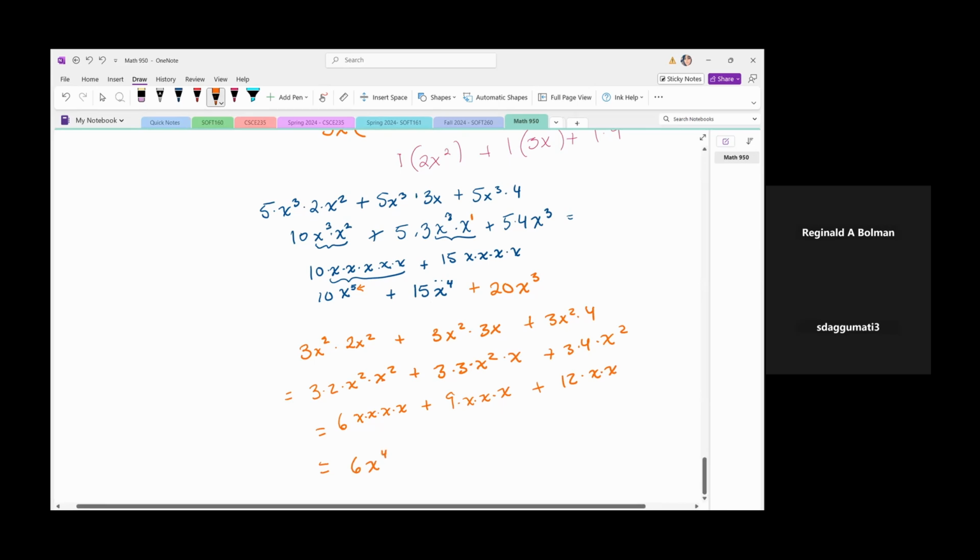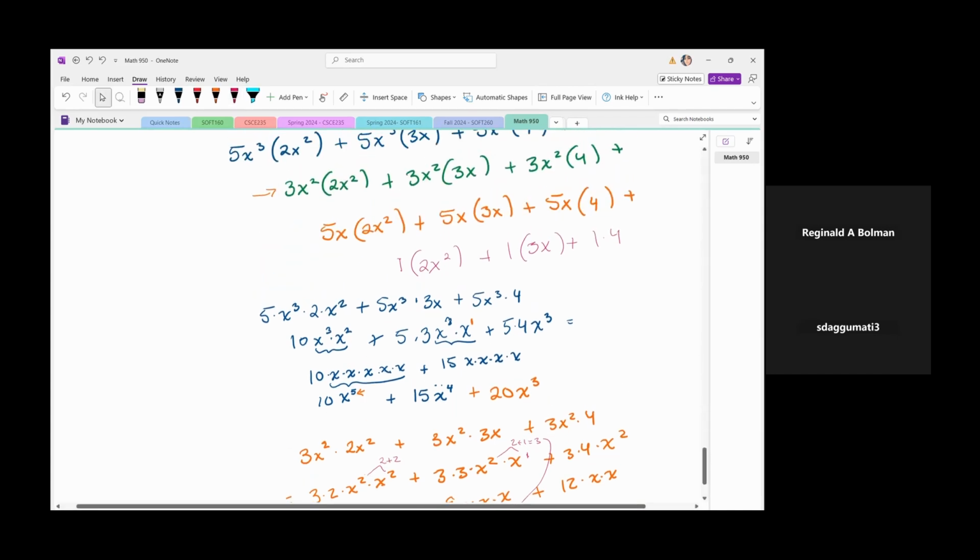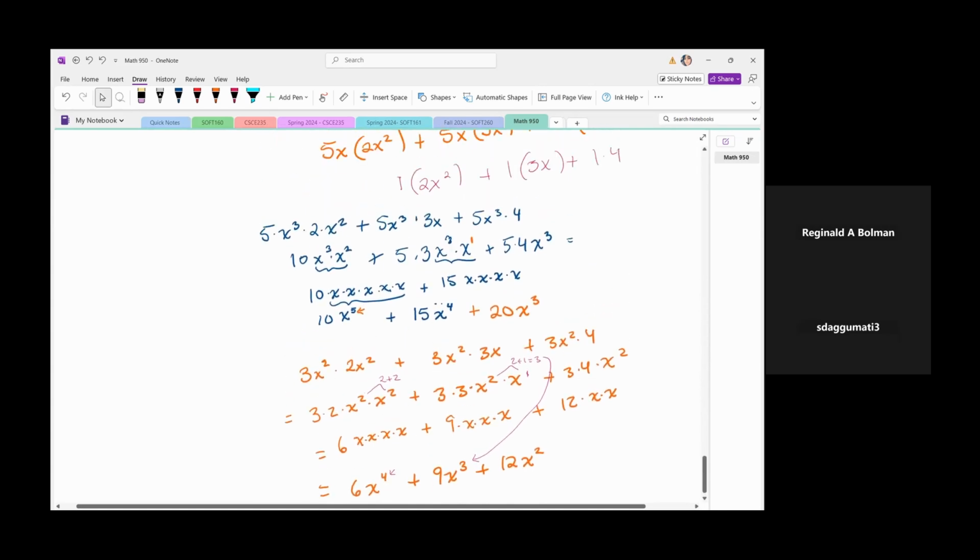I've got 4 x's all multiplied together, so I've got an x to the fourth, 9 followed by 3 x's, so an x to the third, and 12 followed by x times x or x squared. Of course, if you look carefully here, it's almost like the exponents are adding, 2 plus 2 to give you that 4. And here, if instead of writing x just by itself, you wrote x to the first power, you would see that 2 plus 1 gives you 3, which of course is the exponent on the second term. So there is indeed a pattern, which we will learn about in the next section.